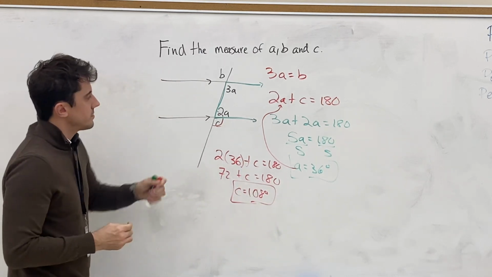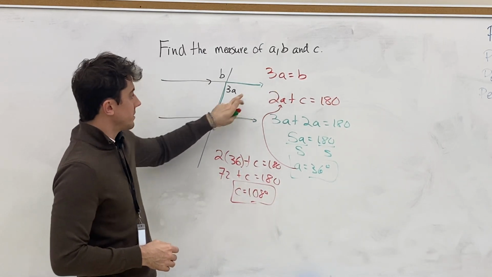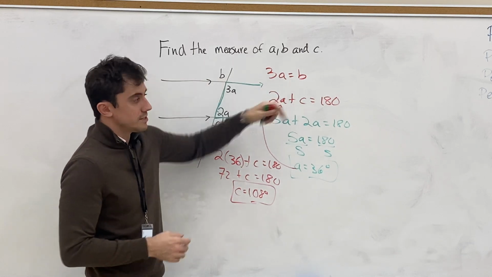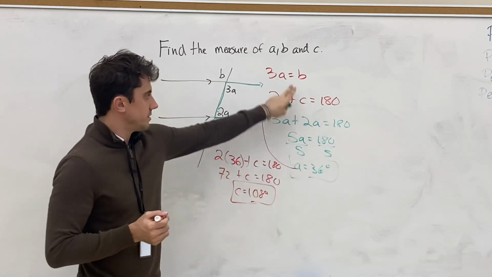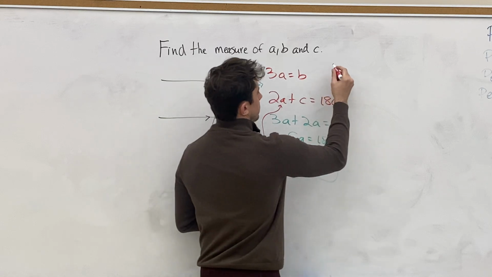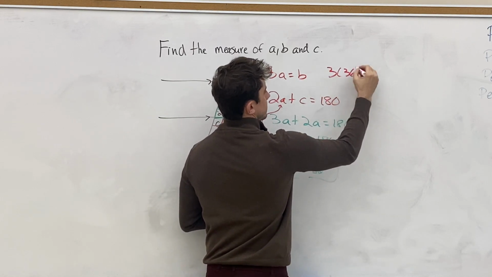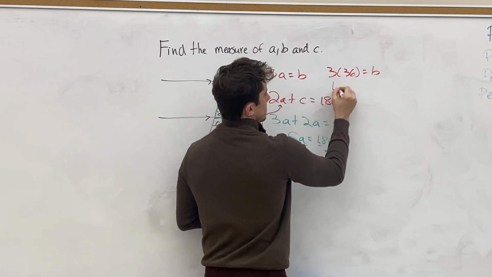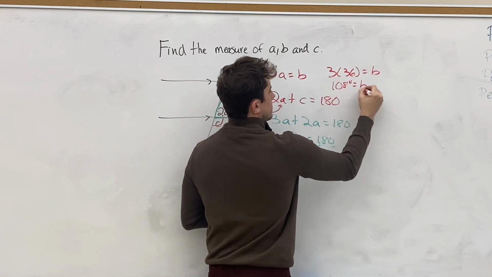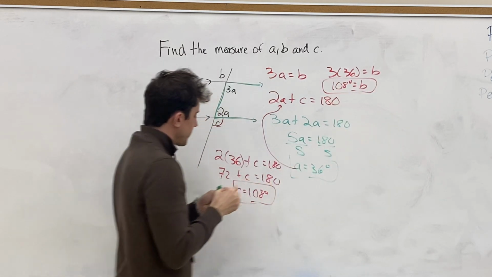And then last, we have the equation from the very beginning, from vertically opposite angles, that 3A is equal to B. And so since we know that A is 36, we can plug that in. 3 times 36 is equal to B, which means that 108 degrees is equal to B, okay?